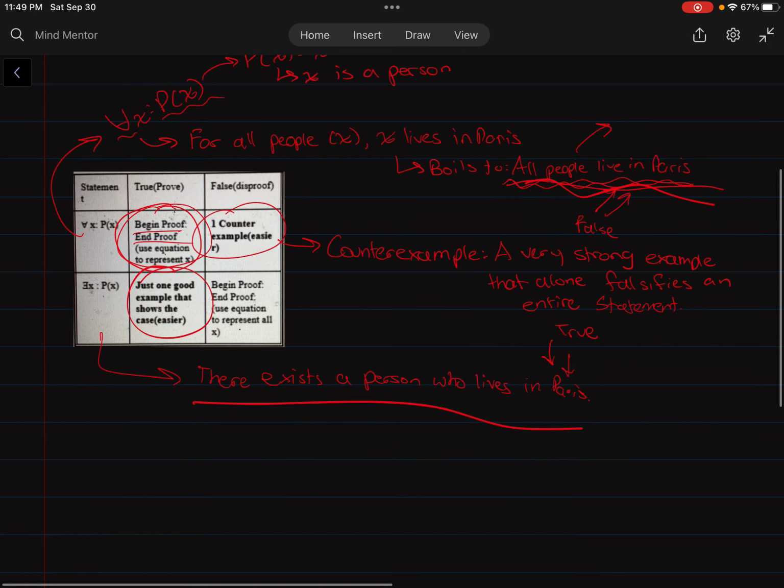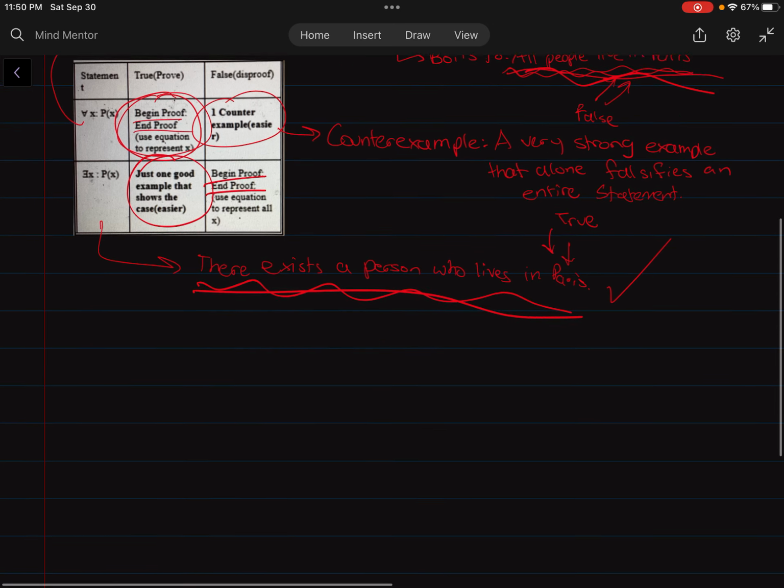Now, how do we prove this statement to be true? Well, there exists a person who lives in Paris. To prove it to be true, easy. Just look in Paris, find a single person who lives there, and boom, you've proven it to be true. Now, how do you prove it to be false? Well, again, that's way more difficult. Let's assume this was actually false. Let's assume nobody actually lived in Paris. You'd have to search every square inch of space in Paris to make sure not a single person lives there. So again, begin proof, end proof, and you have to write a formal proof in that sense. So a lot more difficult.